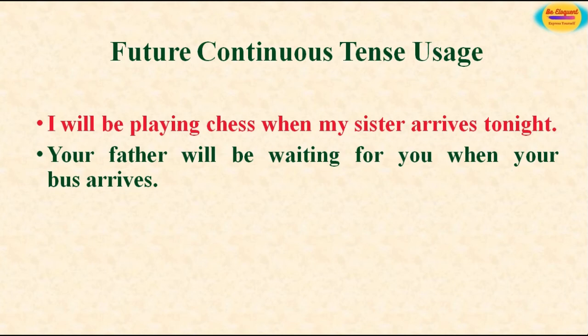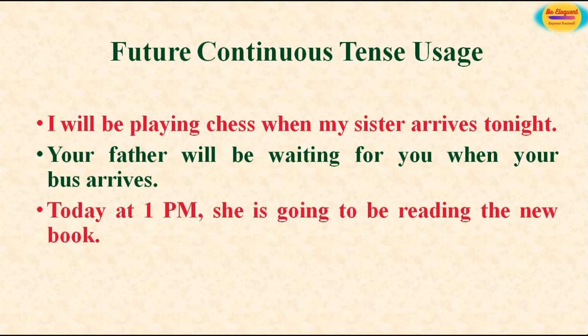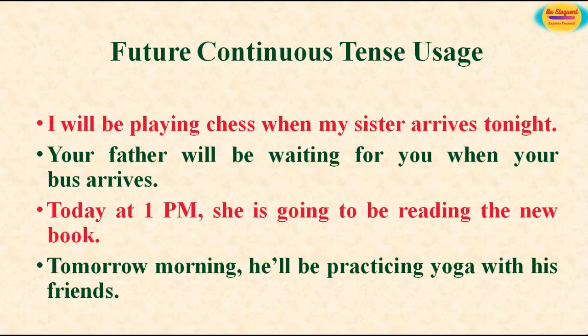This tense is also used to show a specific time as an interruption in the future. Example: Today at 1 p.m. she is going to be reading the new book. Tomorrow morning he'll be practicing yoga with his friends.